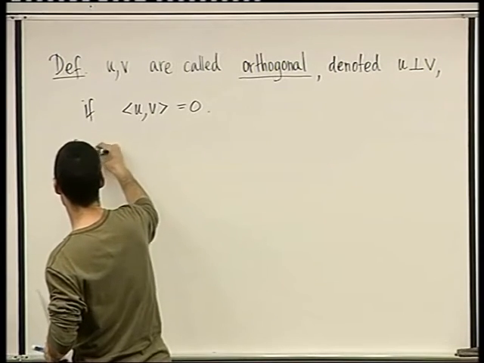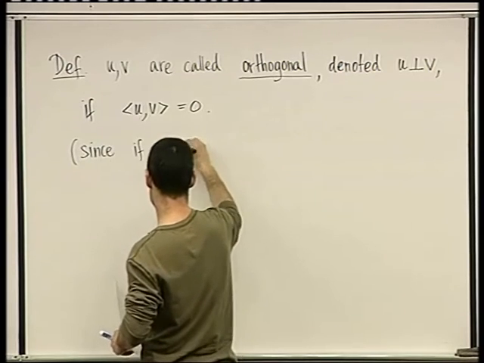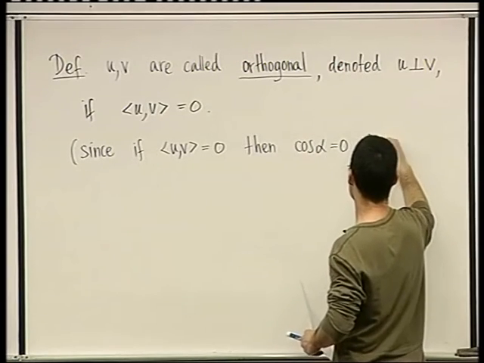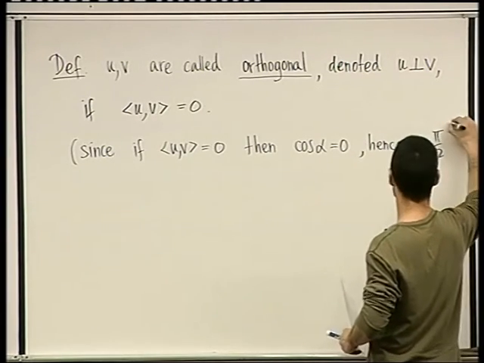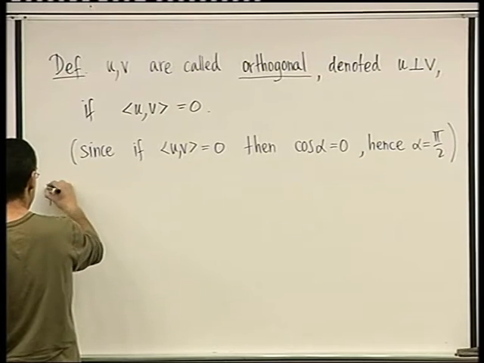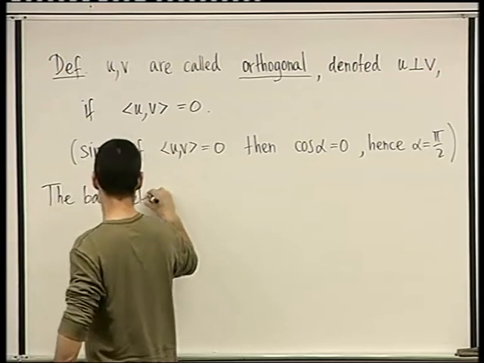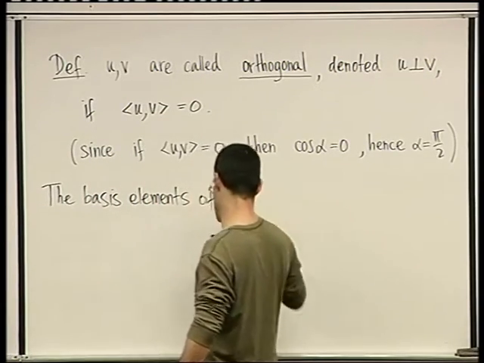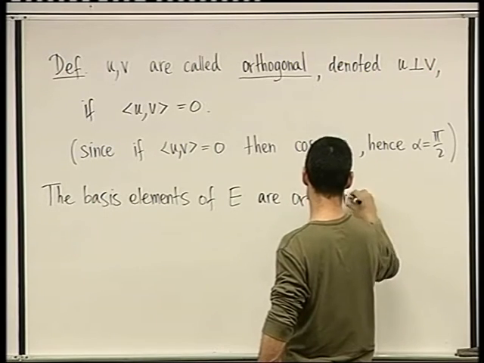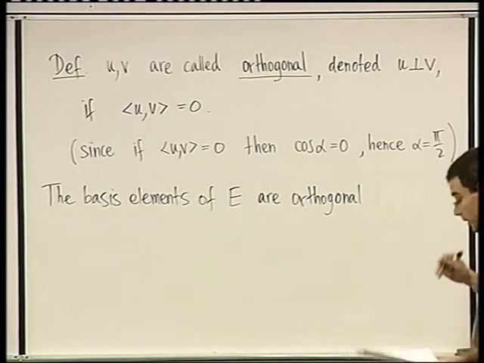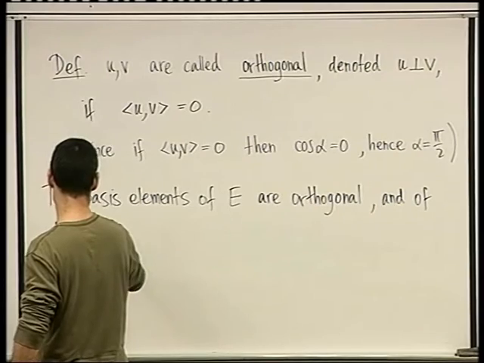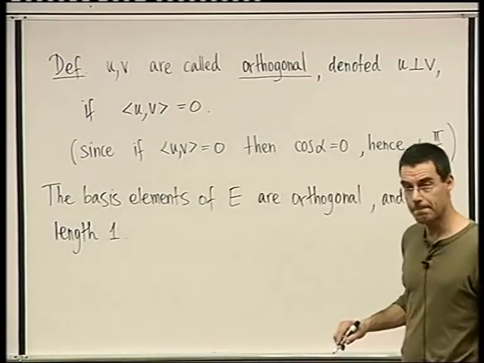Let's maybe mention that if the inner product of U and V equals 0, then cosine of alpha equals 0. Hence, alpha equals pi over 2. Good? Okay. So, in summary, the basis elements of E, the standard basis of R3, are pairwise orthogonal, any two are orthogonal, and of length 1. Do you agree? Okay.